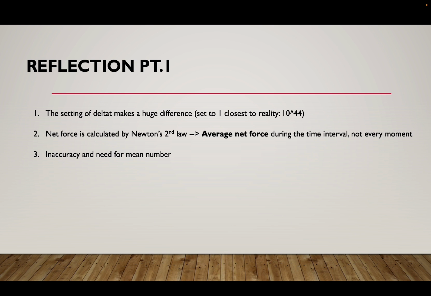So, reflection, part 1. The setting of the delta t makes a huge difference. We often set it to 1, which is closest to the reality of the mass of the black hole, which is 10 to the 44 power. And also the net force is calculated by Newton's second law. So what we get is the average net force during the time interval, not the net force at every moment. This will cause some inaccuracy and the need for a mean number.